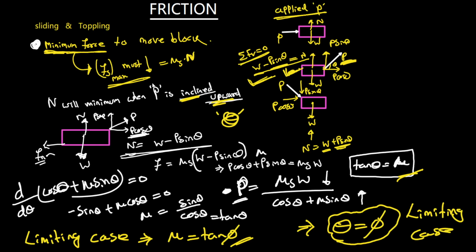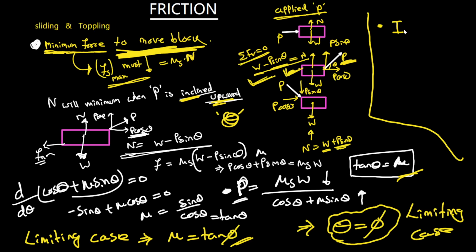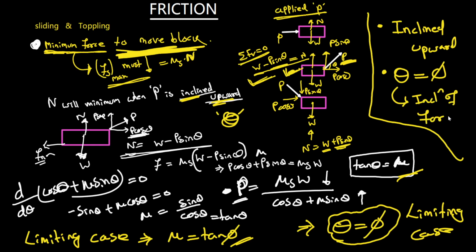So for minimum force, if you want to move a block with minimum force, just remember from this slide, you don't need to remember all these things. You just need to remember the force must be inclined upward. The second thing is that the inclination of the force must be equal to the angle of friction phi. Getting my point? For the limiting case, in this equation, if you put mu s equal to tan phi, you again get the F minimum value. No need to calculate all these things.